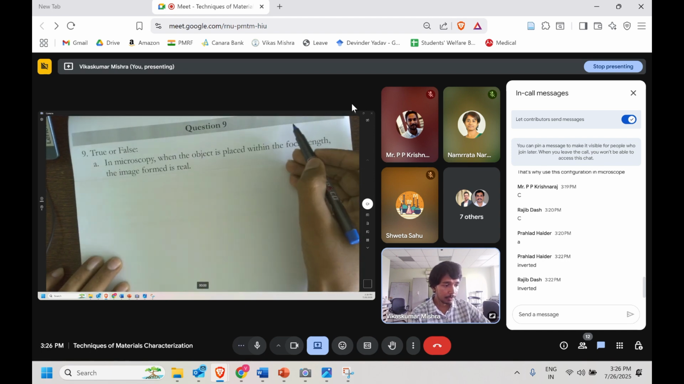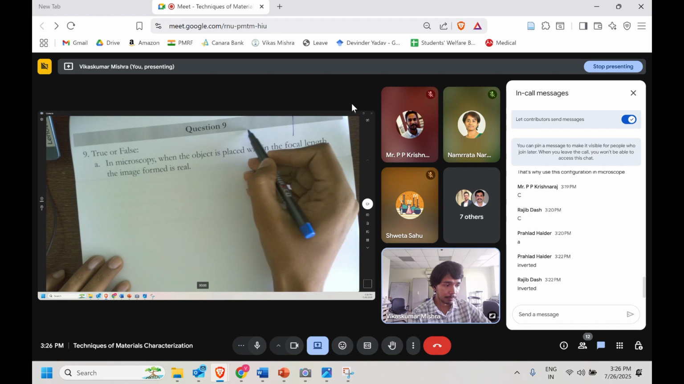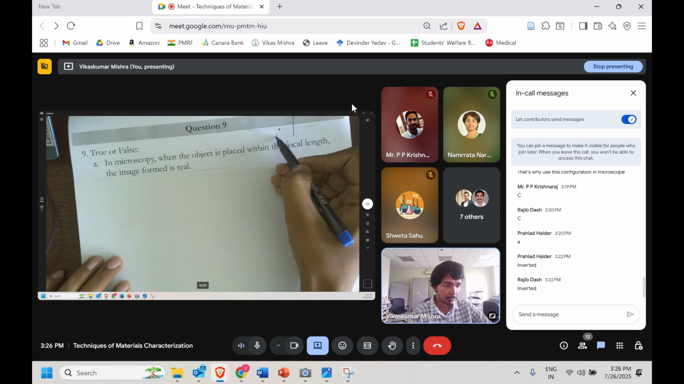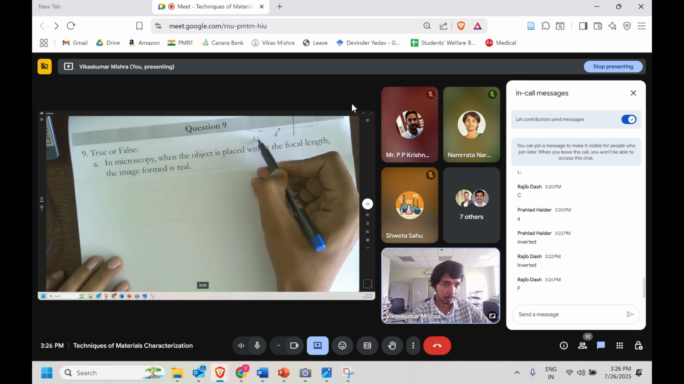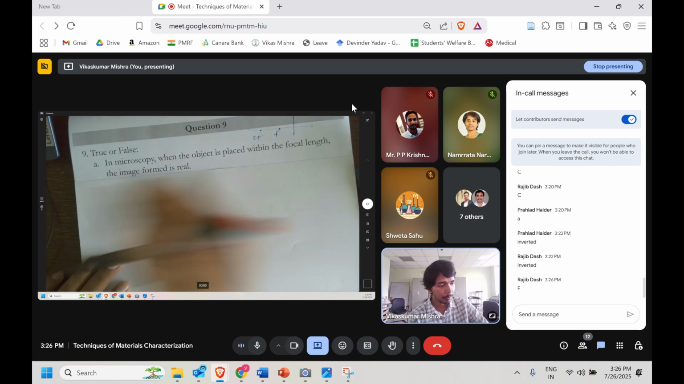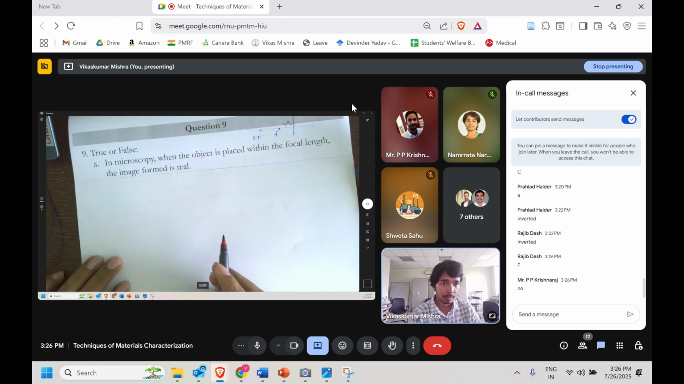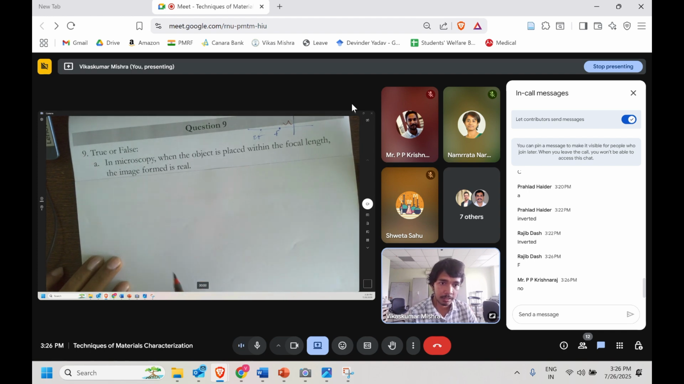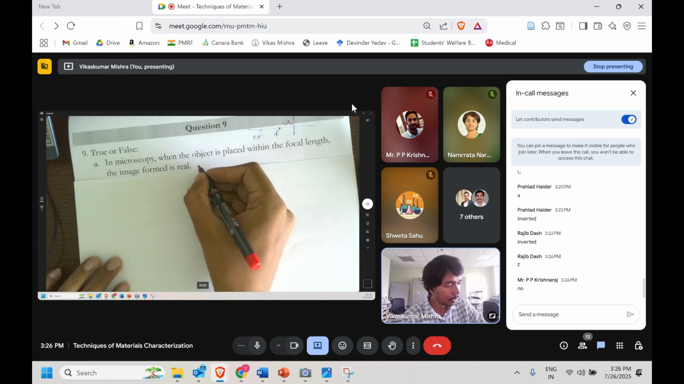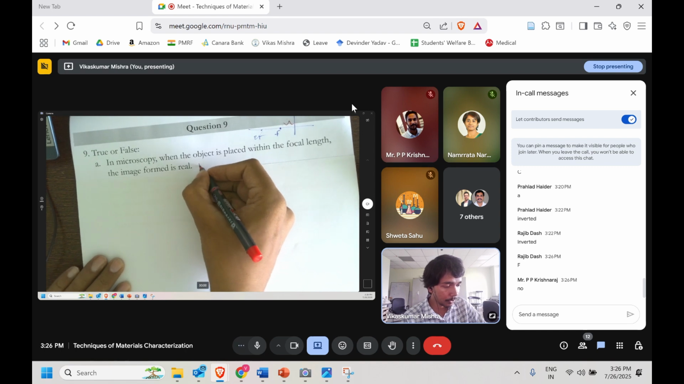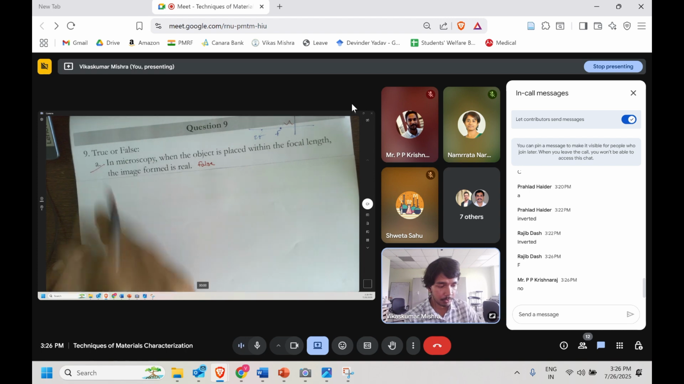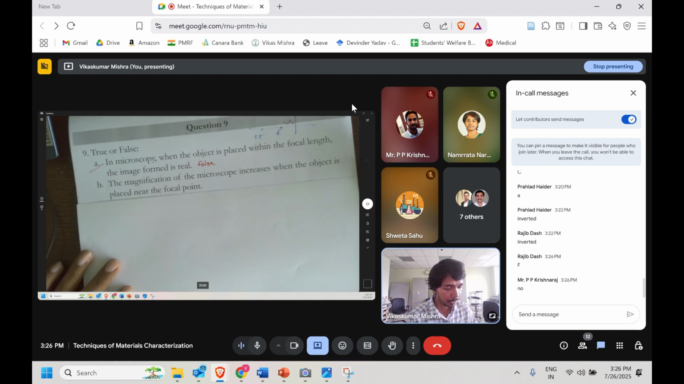Within the focal length. So this is the lens, this is focal point f, this is 2f. So we are keeping the object somewhere over here. Yes, right. Krishna Raj and Rajiv, perfect. So this is false. We are done with the first one. Let's go ahead. Second option.